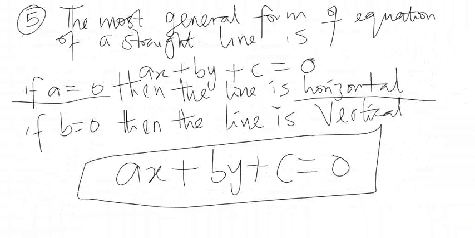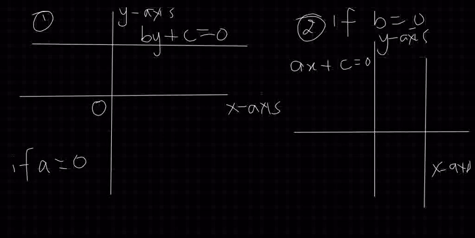I also gave them another last key point, which is that the most general form of the equation of a straight line is ax + by + c = 0. There are two conditions to this: if a = 0, then the line is horizontal, and if b = 0, then the line is vertical. Then I showed them the graph that I plotted as an example.